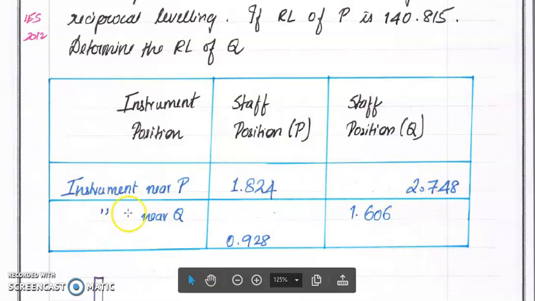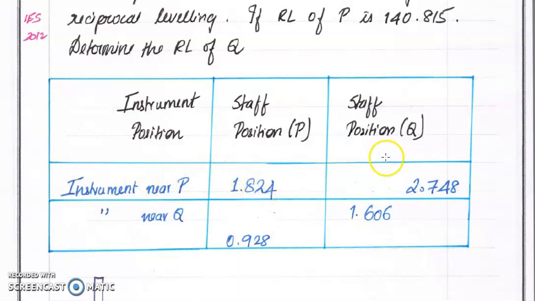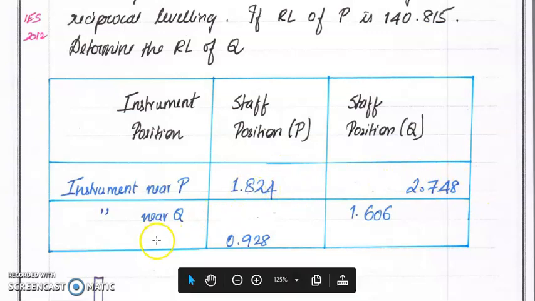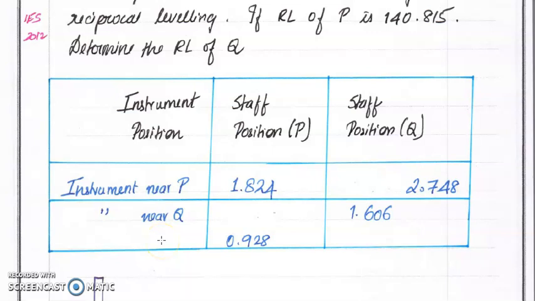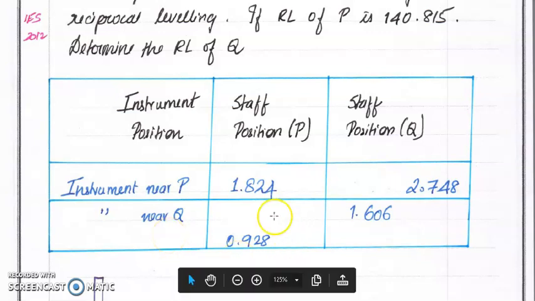That means the instrument is kept at P, the corresponding reading very near to the instrument is 1.824, and at the other embankment, that is Q, the corresponding reading is 2.748. This is the incorrect reading and this is the true reading. Similarly, when the instrument is kept at Q, because the instrument will be changed in reciprocal leveling, on the opposite side, this is the incorrect reading and this is the correct reading.